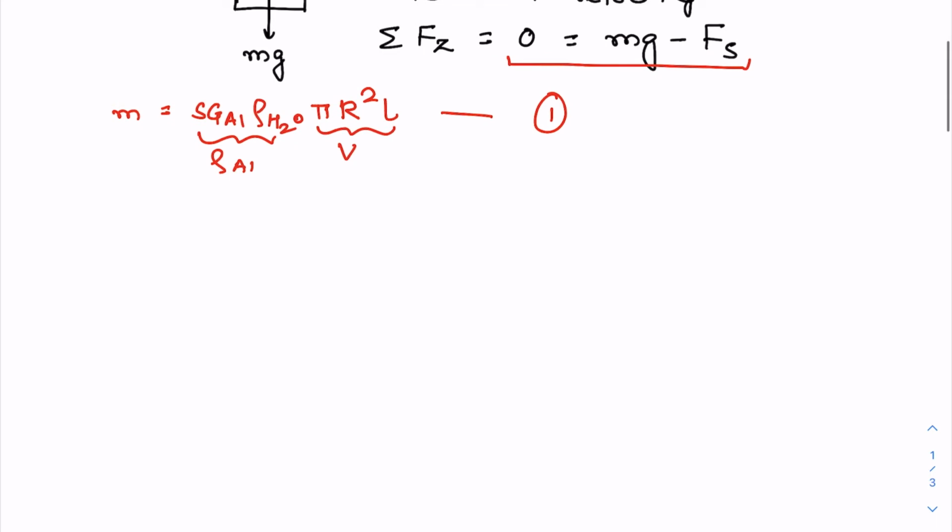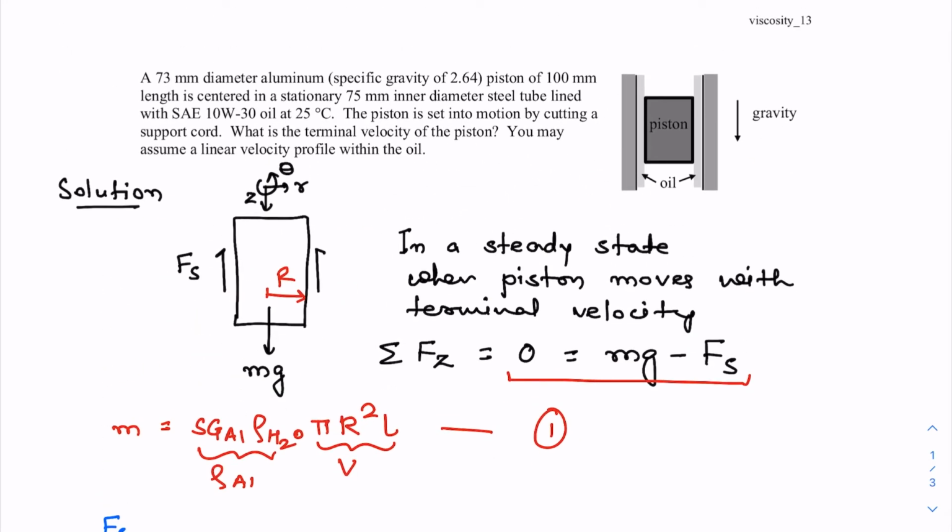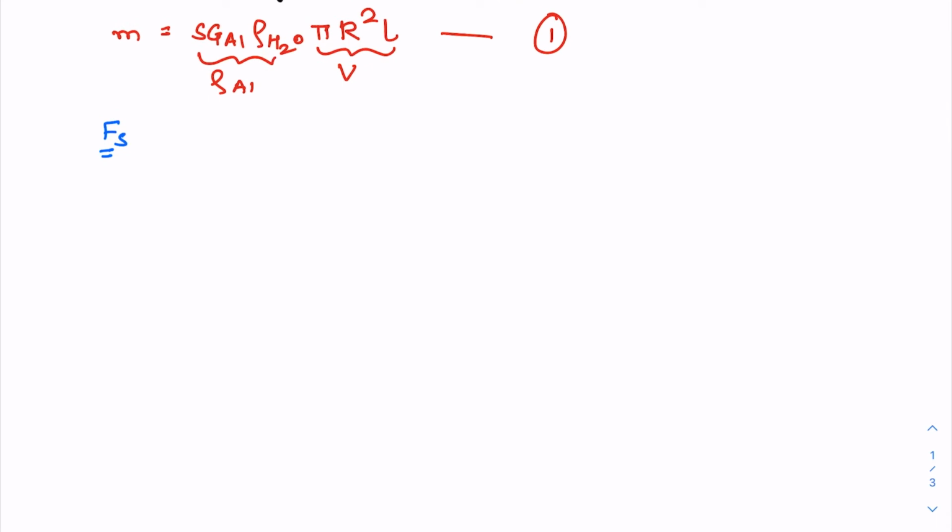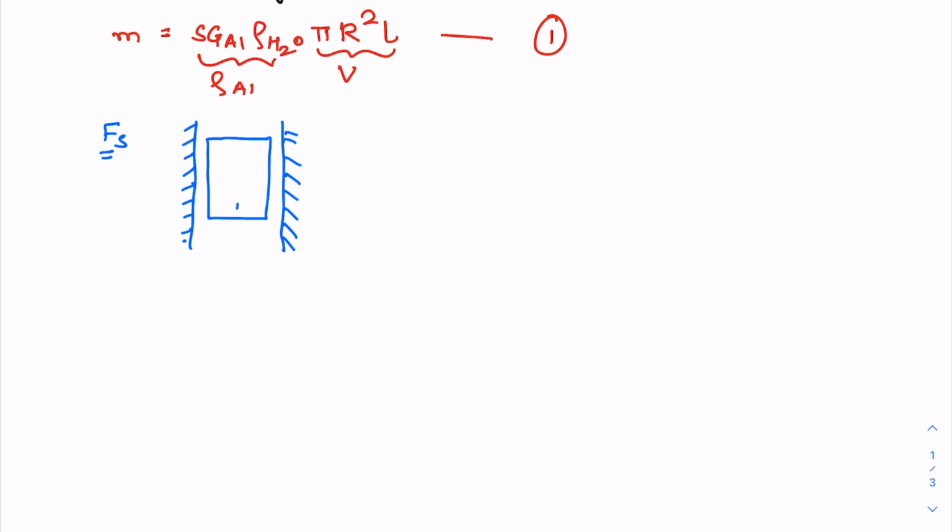Now, how do we calculate the shear forces acting on the piston? We are given in the question that the velocity profile within the film can be assumed to be linear. So I'll draw this diagram again. Let's say this is my outer steel tube, this is the piston, and let's say it is moving with a velocity v, and there is a fluid in here.